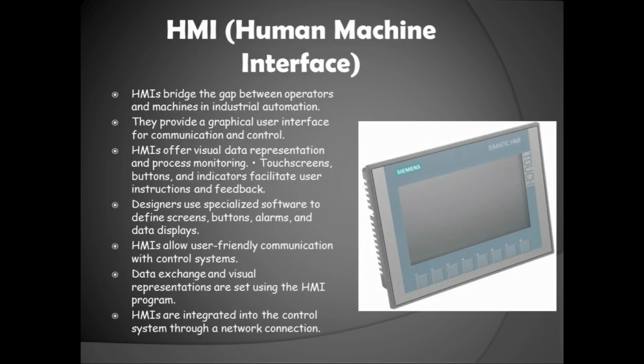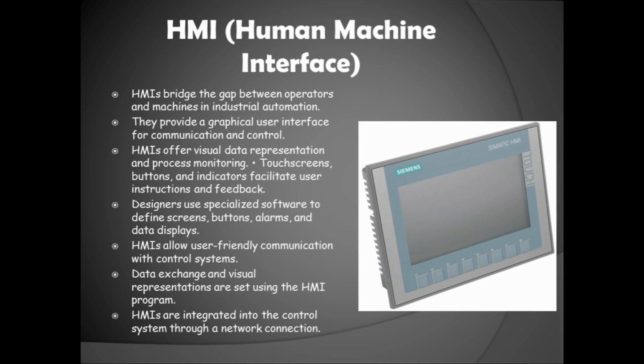HMI, or Human Machine Interface. HMIs have a crucial role in modern industrial automation given that they bridge the gap between operators and machines. It is a graphical user interface that enables operators to communicate with machines and control systems. By giving a visual representation of data and allowing users to monitor and manage various processes, it acts as a link between humans and machines. Touchscreens, buttons, indicators, and other input-output devices are frequently found in HMIs and allow users to set up instructions and get immediate feedback.